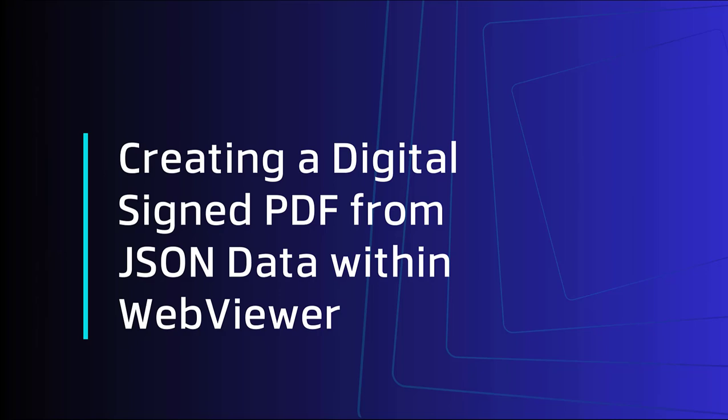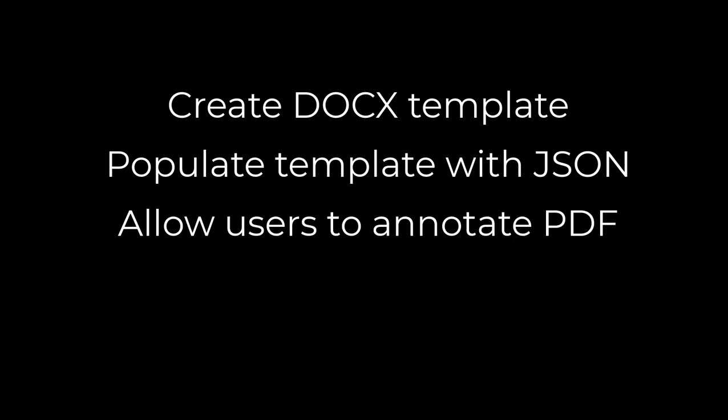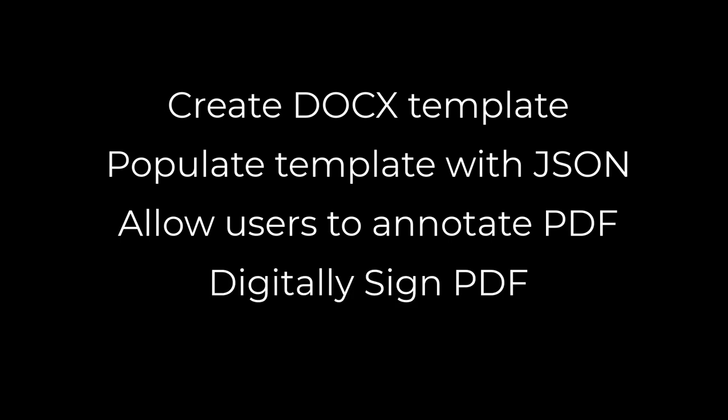Hi there. In this video, we're going to look at how we can create an end-to-end process for creating a digitally signed PDF entirely within WebViewer. The steps that are involved are creating a DOCX template, populating the template with JSON-based data in order to create a PDF, allowing different users, each with specific access permissions, to annotate or view the document, and finally, we will see how we can add an approval digital signature, which means that we have confidence that the document has not been modified since it's been signed.